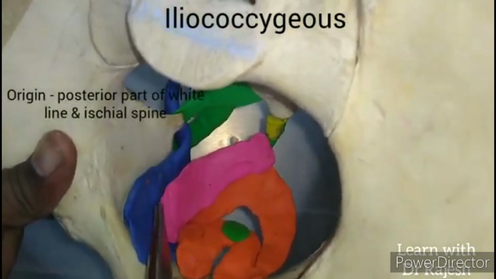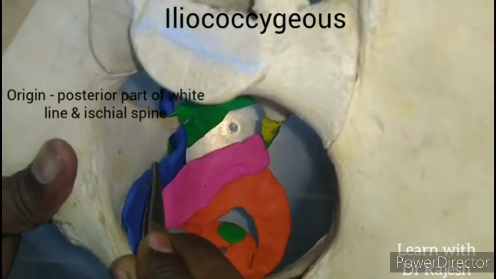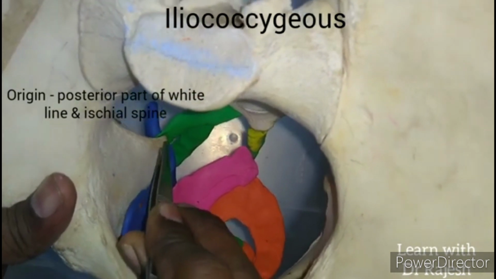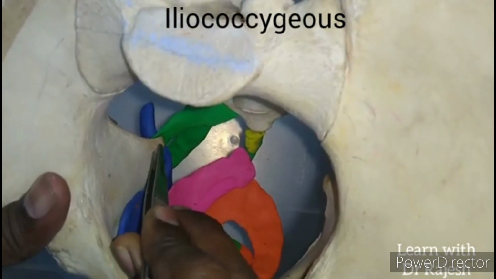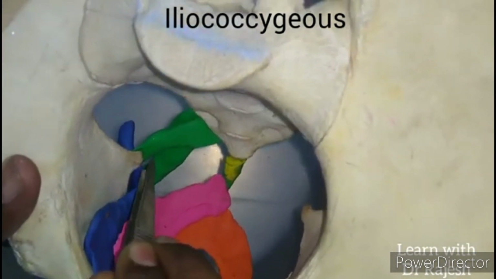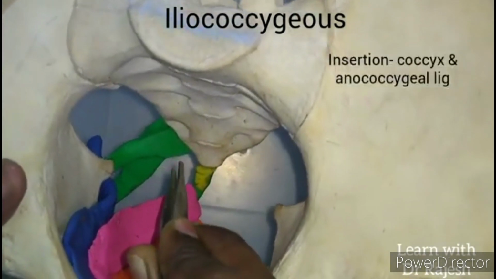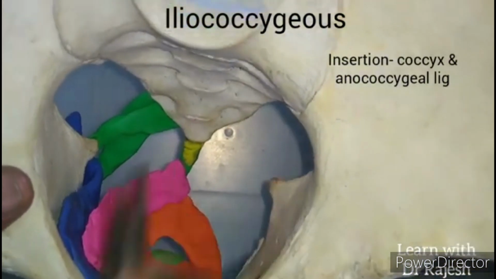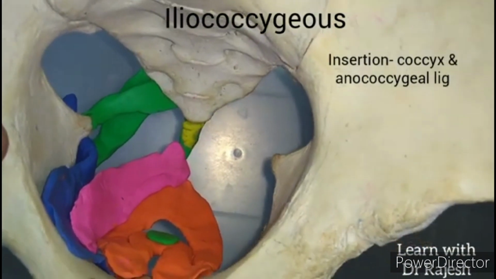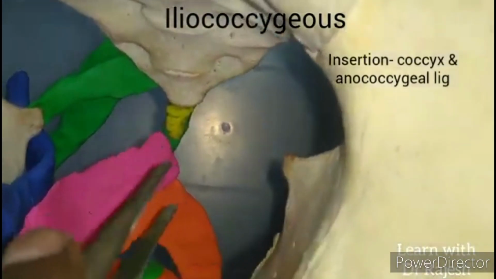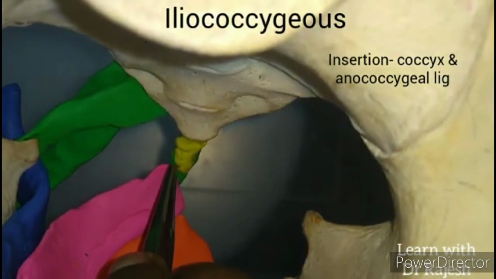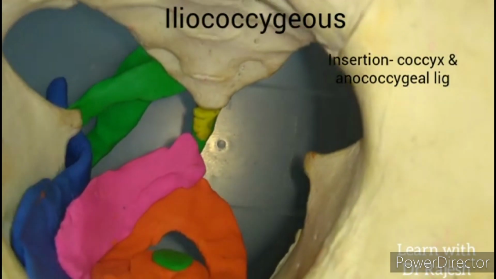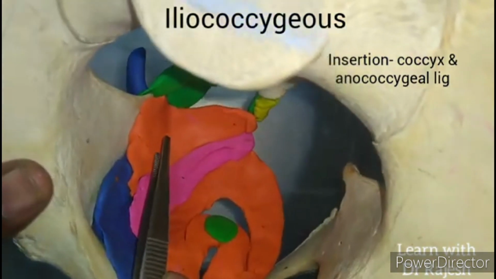The posterior part of the white line and the ischial spine, you can see that beautiful ischial spine. This whole thing is the origin for the iliococcygeus muscle. We can see how it is originating and how it is inserting at the coccyx and the anococcygeal ligament. So you can see that attachment to the anococcygeal ligament, right? So these two things we can see. See how it is attached now.